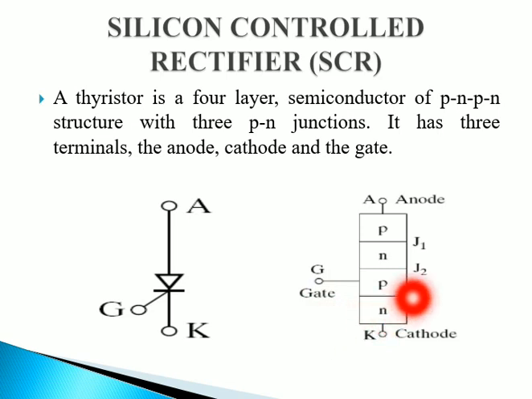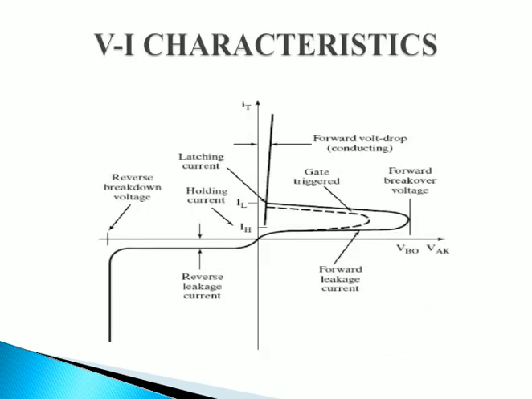Now since the other two junctions, J1 and J3, are already forward biased, more free movement of carriers will take place across them, which will result in a large forward anode current. Once your SCR is switched on, the voltage drop will be very small, around 1 to 1.5 volts. Next we will see the characteristics.